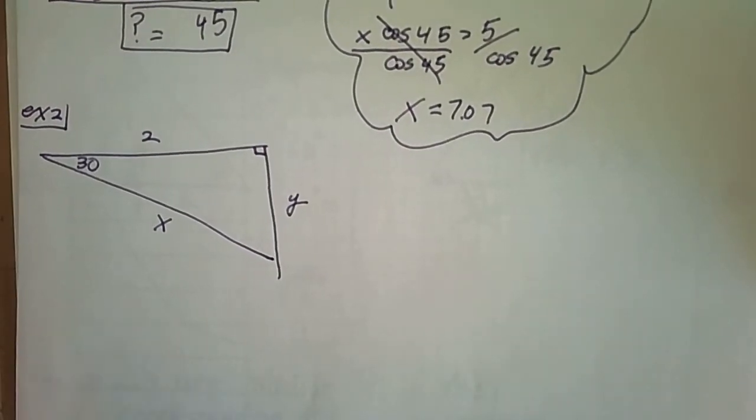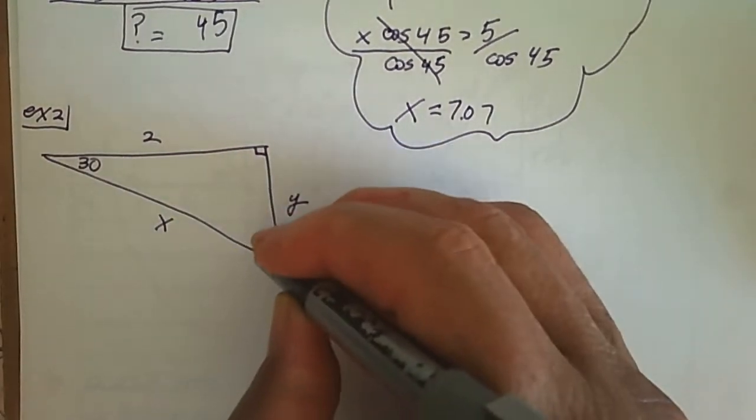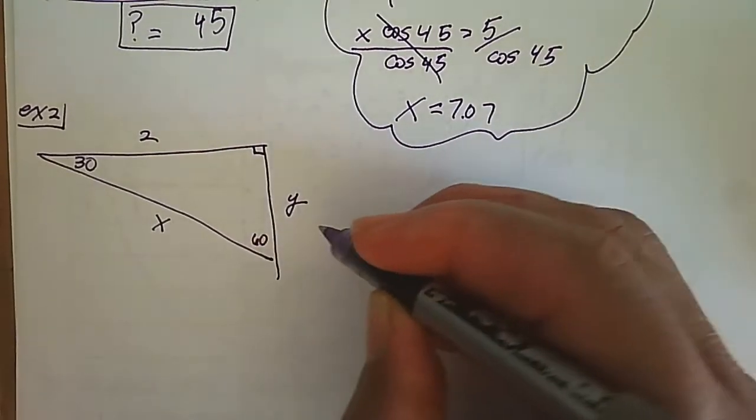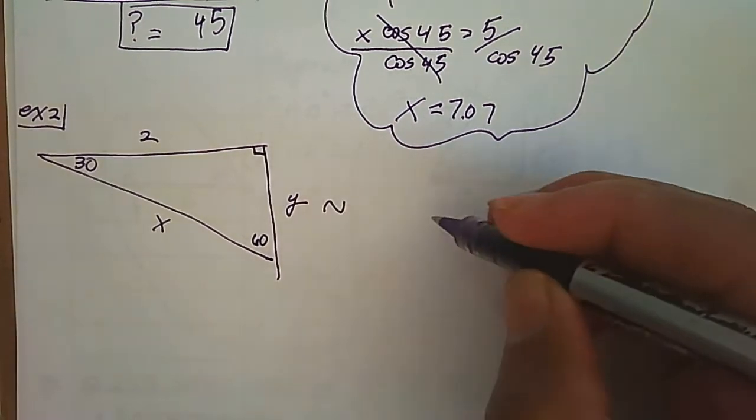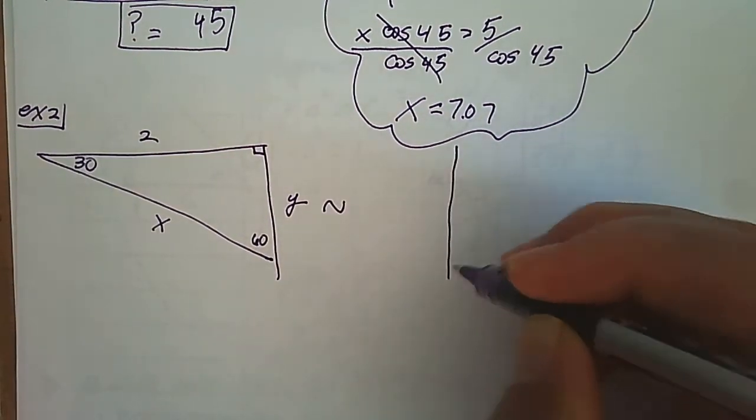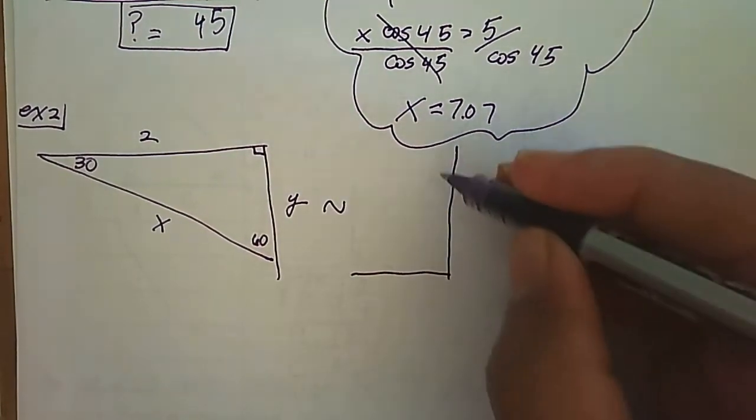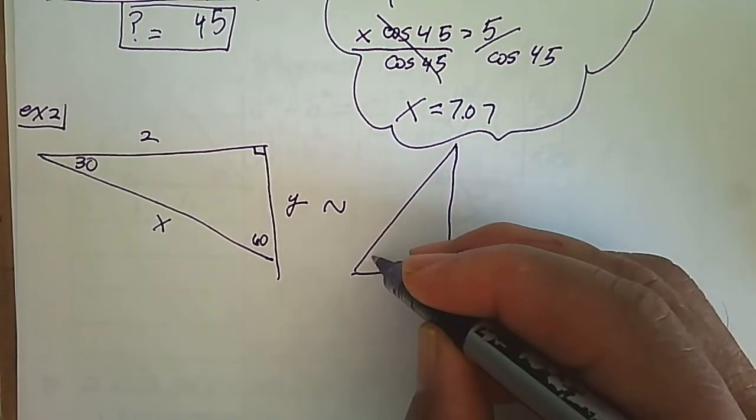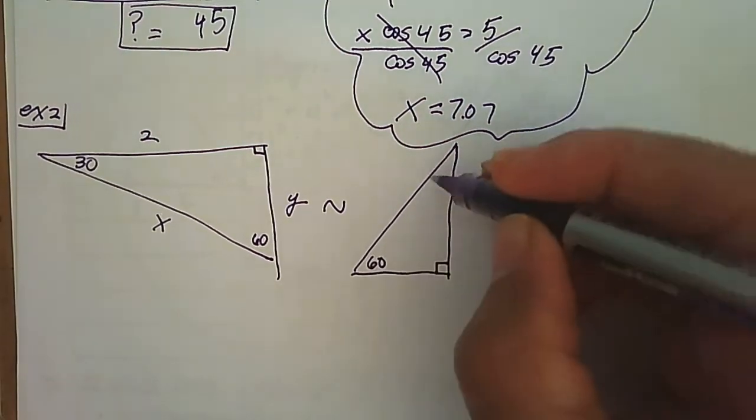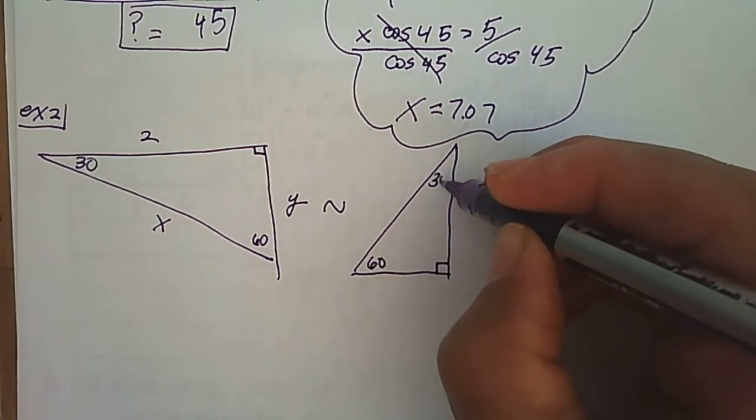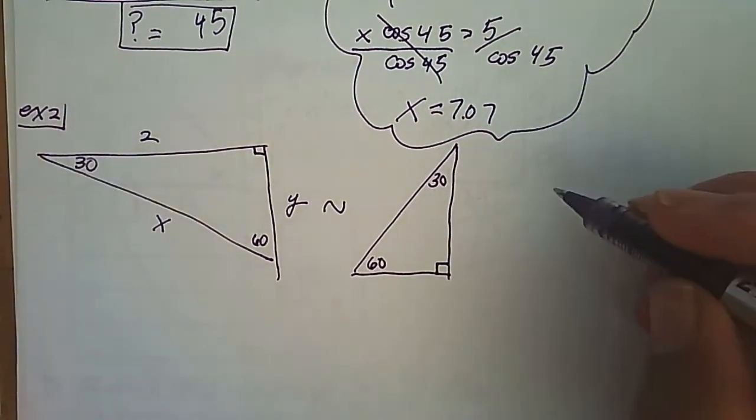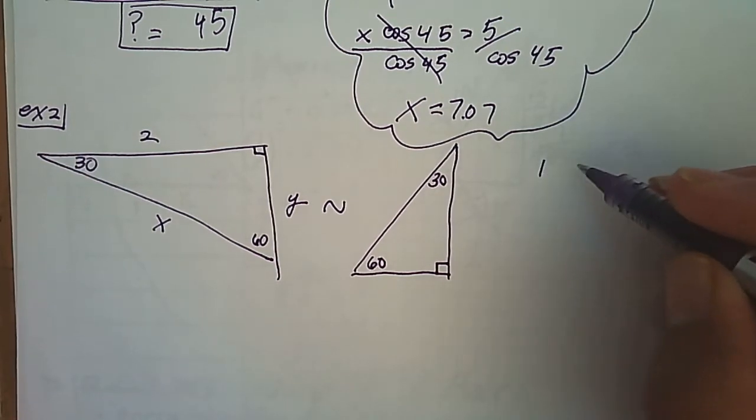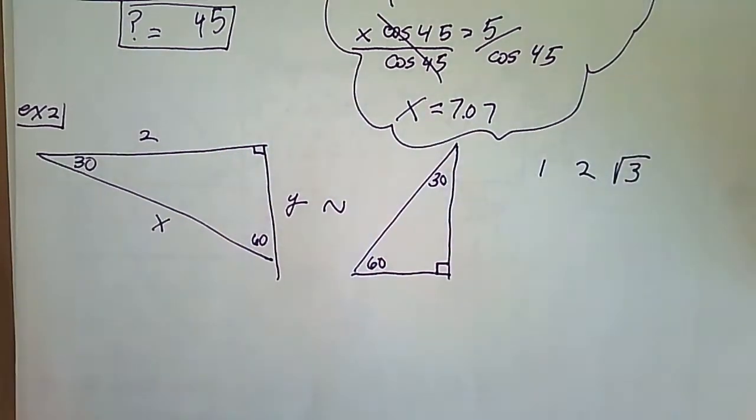Now they give us a 30, 60, 90 triangle. They didn't tell us, but you can say that this will be 60. And that triangle will be similar to the triangle that I derived before. Remember, this is 90. The big angle will be 60. The small angle will be 30. Now, the way I do it, I memorize the numbers 1, 2, and this will be radical 3.